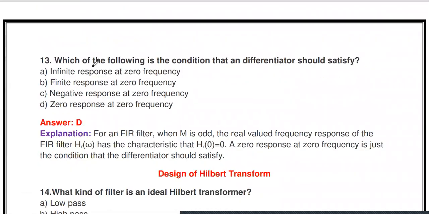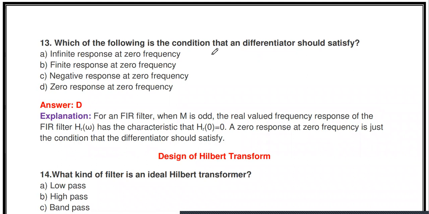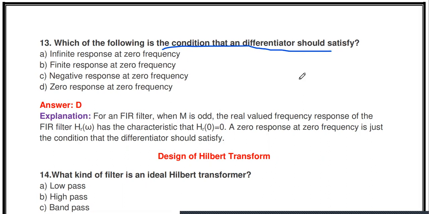Then the next question: which of the following is the condition that a differentiator should satisfy? Infinite response at 0 frequency, finite response at 0 frequency, negative response at 0 frequency, or 0 response at 0 frequency.